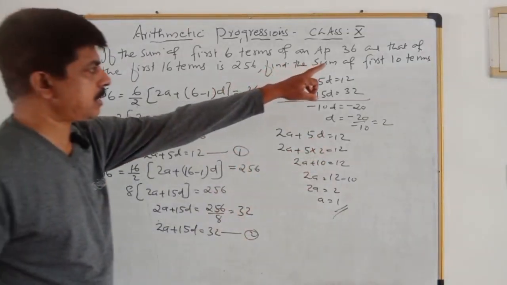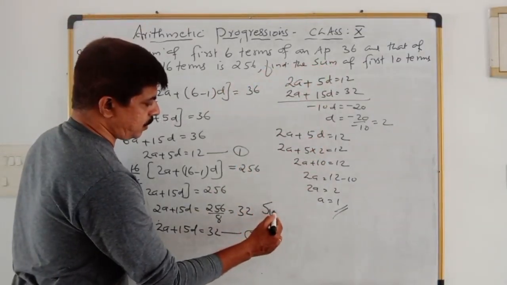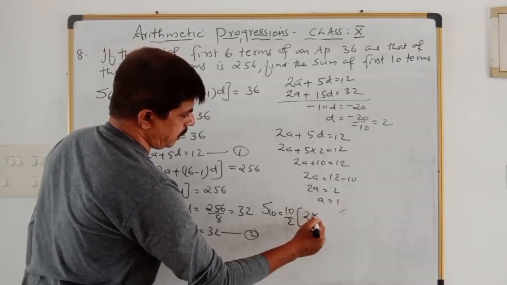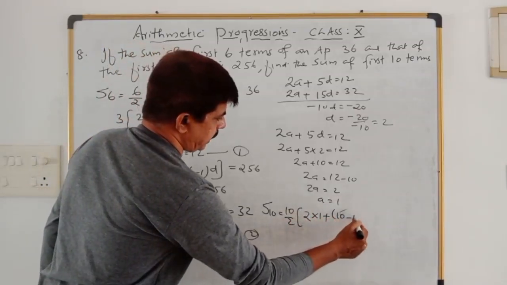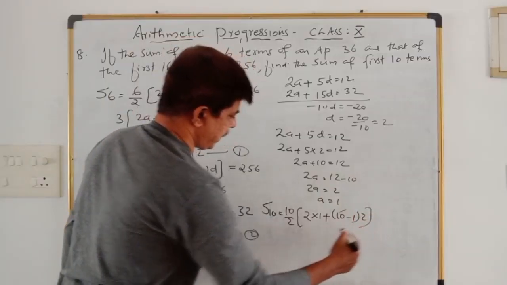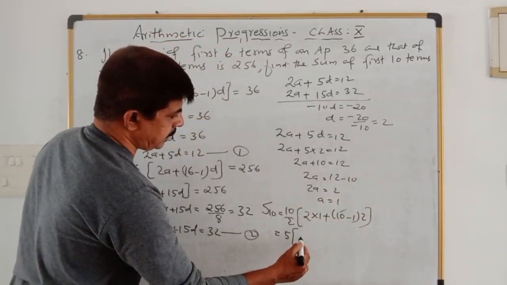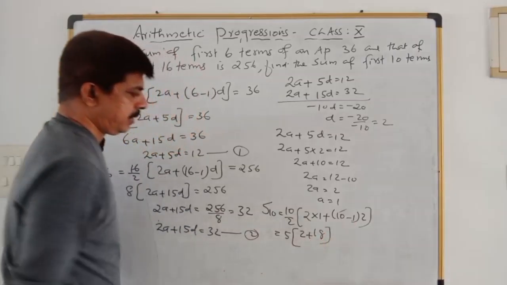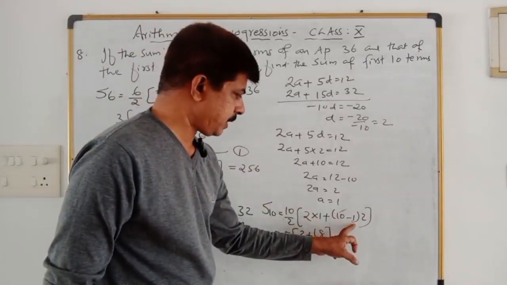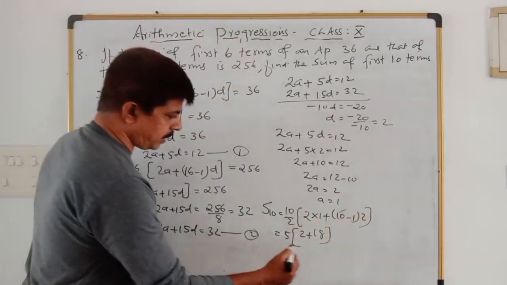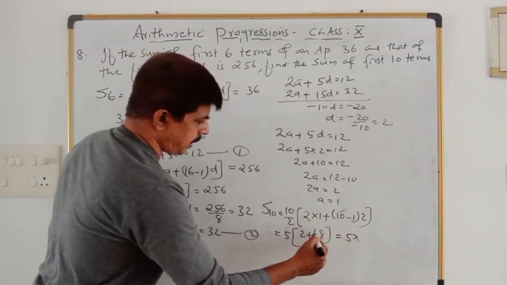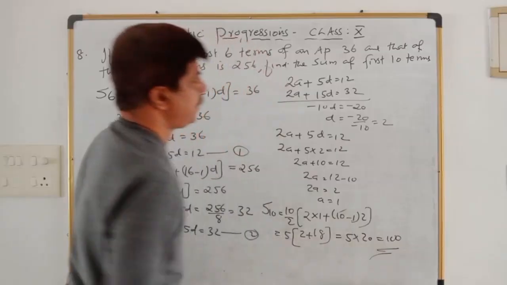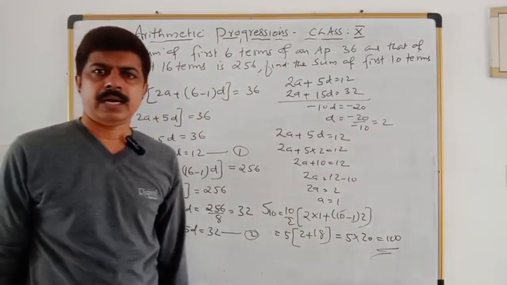Now we want to find the sum of first 10 terms. Sum of 10 terms means 10 by 2 into 2 into a, which is 1, plus 10 minus 1 into d, which is 2. So 5 into 2 plus 9 twos, which are 18. So 5 into 20. What is the sum? Sum of first 10 terms is equal to 100.